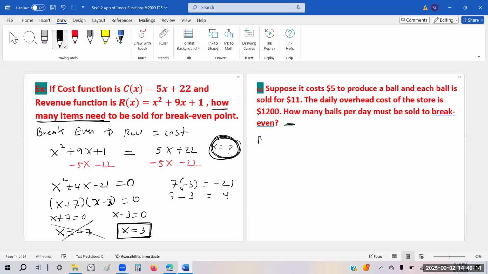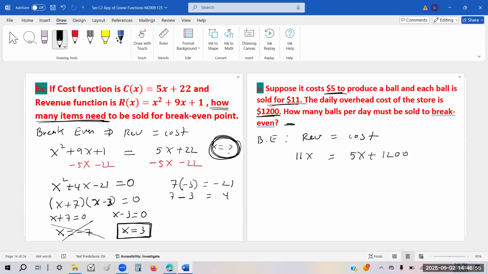So we know our break even is when revenue equals cost. That means we have to know what is revenue function and cost function. So what is revenue function? You are selling for $11. So what is the revenue function? 11x. You bought each one for $5 plus you have overhead cost $1,200. So what is the cost function? 5x plus 1,200.